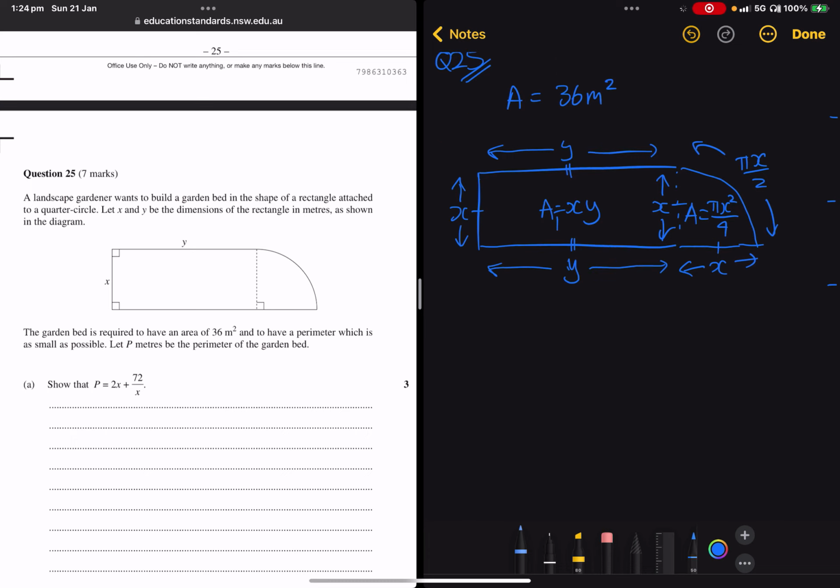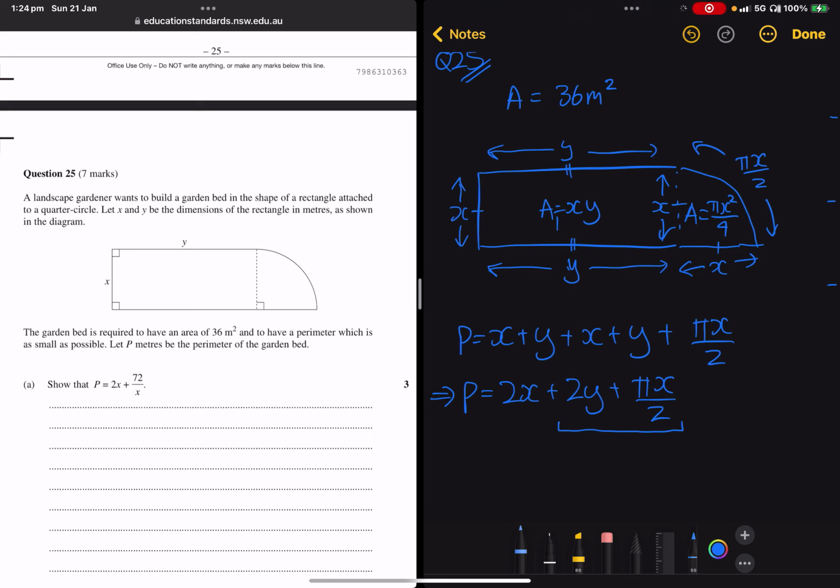Now we're going to add all of the perimeter sections together. So p is x plus y plus x plus y plus pi x over 2. This is perimeter is 2x plus 2y plus pi x over 2. Now this is a good start because this sort of looks like the answer that we're after anyway. It has a 2x plus something. Ours has 2x plus something. The somethings are different though.